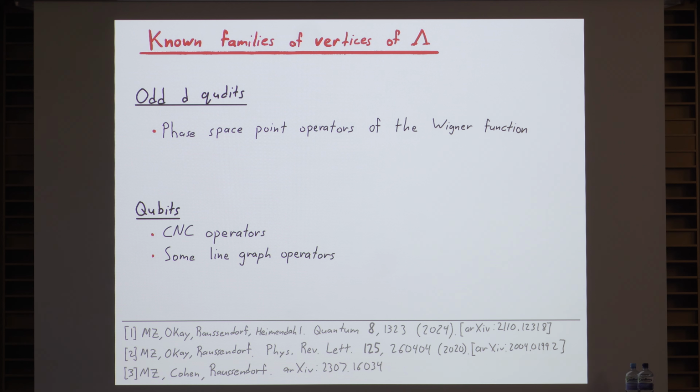I think the last thing I'll say, this is the project now, is to try to characterize more vertices of these lambda polytopes. We know of a few examples. For example, for odd dimensional qubits, we know that the phase space point operators of the Wigner function are vertices. For qubits, we have these CNC operators that I talked about. We have some line graph operators that I mentioned. But this is about all we know for vertices of the lambda polytopes. This is a fairly small subset of the total number of vertices.